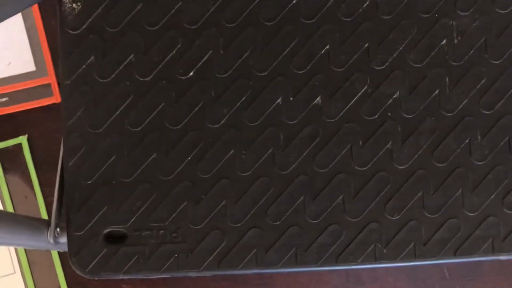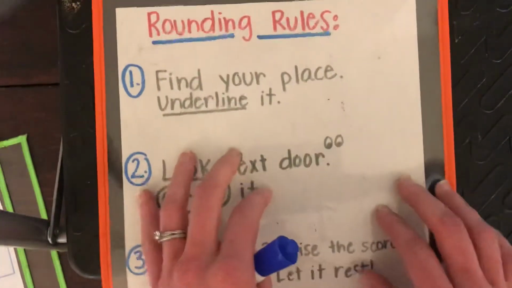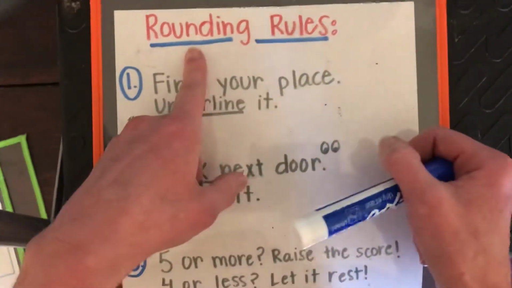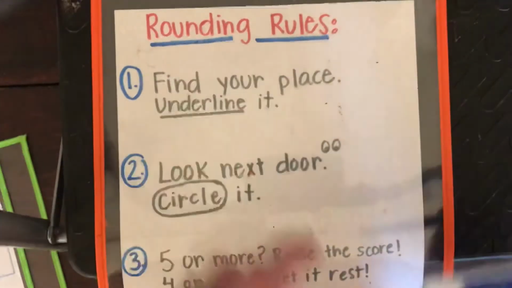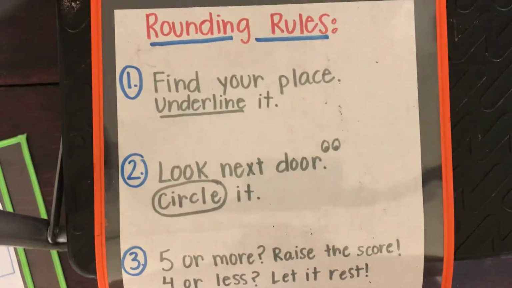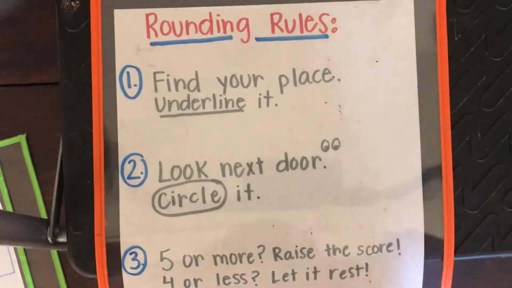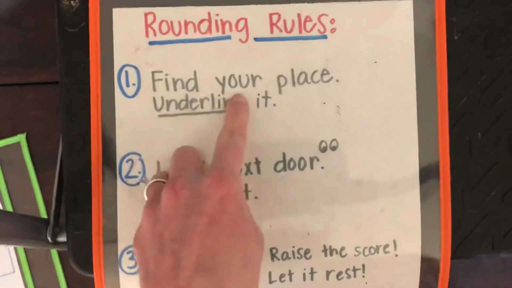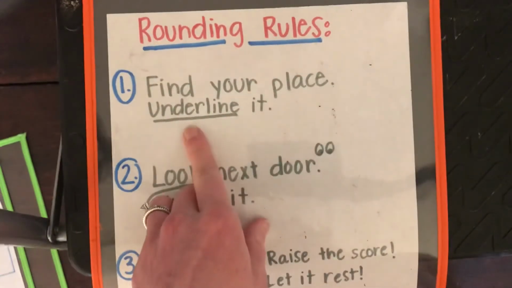Let's look at the rules for rounding. Like I said, we're going to be working on rounding, so let's go over the rules. Hopefully you guys were able to listen to the song that I posted for you. I know it seems a little silly, but it will be very helpful for you in remembering the steps. So remember, the song is called We Will Round You. And we know that the first step is to find your place. So you're going to find your place and you're going to underline that number.